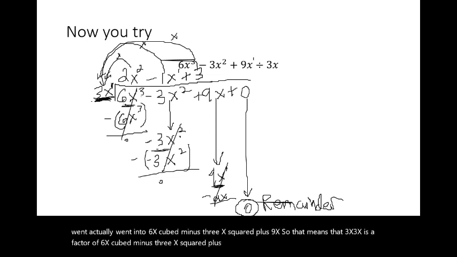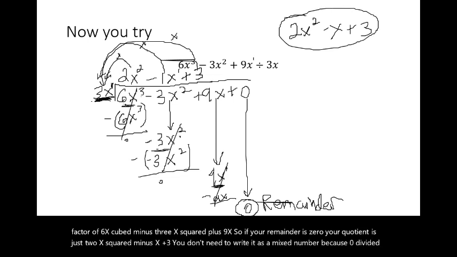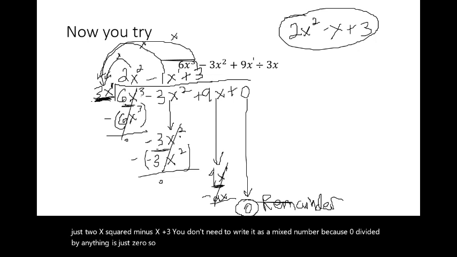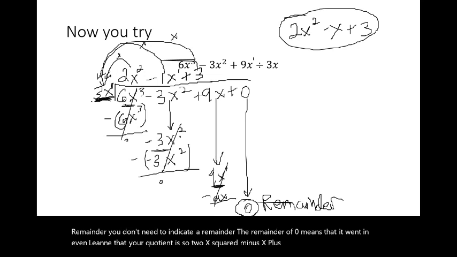So if your remainder is 0, your quotient is just 2x squared minus x plus 3. You don't need to write it as a mixed number because 0 divided by anything is just 0. So when you don't have a remainder, you don't need to indicate a remainder. The remainder of 0 means that it went in evenly and that your quotient is it. So 2x squared minus x plus 3 is going to be your final answer.